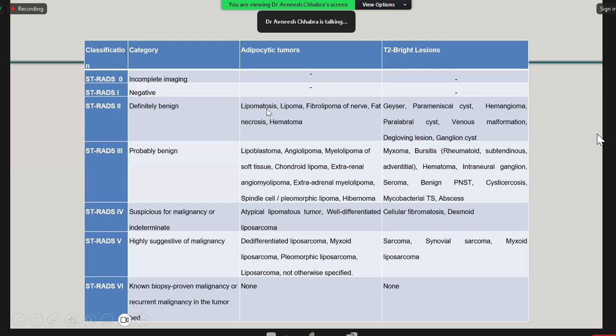So we had cases of lipomatosis, lipoma, fibrolipoma, fat necrosis, hematoma, etc. in fatty tumors. So hematoma with fat also. So these we put in 2, versus these ones with geyser, cyst, hemangioma, paralabral cyst, venous malformation, ganglion cyst. So these are your T2 bright lesions. So these are the tumors we tested.